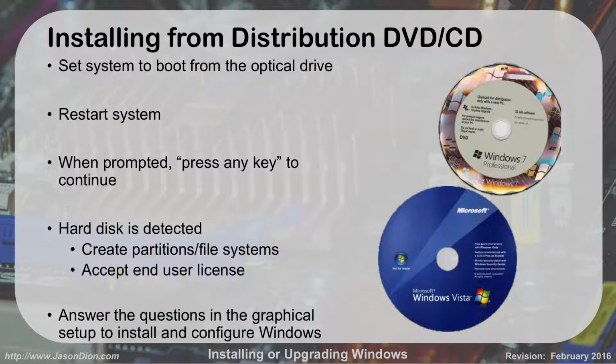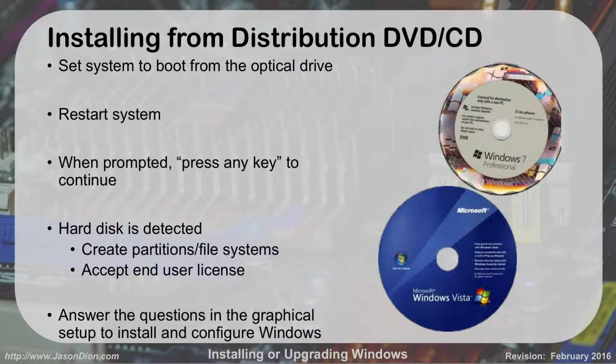And we'll talk more about those as we go further in this lesson. So as we install from the CD or the DVD, for instance, up here is the DVD for Windows 7 Professional, down here is the one for Windows Vista. You basically set your system in the BIOS to boot from your optical drive, your DVD or CD. You restart the computer with the disk in the drive, and when you're prompted, you're going to press any key.